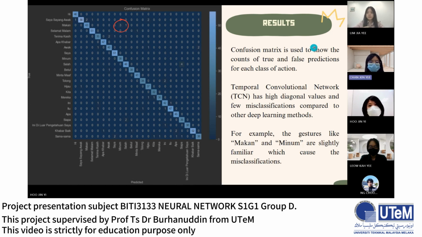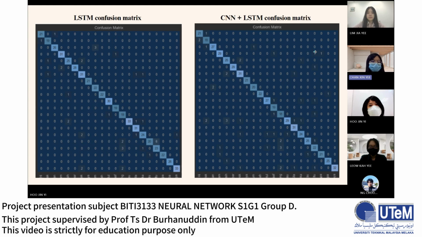And then here is the LSTM confusion matrix and the combination of CNN and LSTM confusion matrix. The diagonal values for LSTM are slightly better than CNN plus LSTM. So the accuracy is higher than the combination of CNN and LSTM.